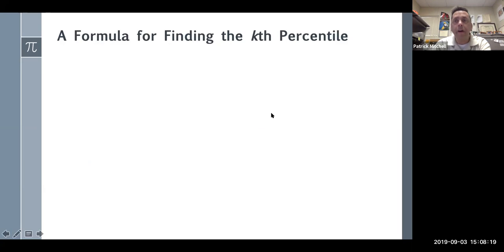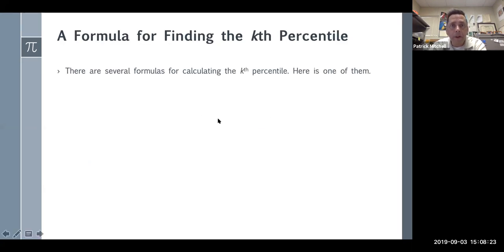Okay, so now we can talk about how to find percentiles. There are several formulas for calculating the kth percentile, and I can tell you that's true because the book I use in my other class uses a different one. First let's define a little bit of notation. K is the percentile that you're trying to find. So if you were trying to find the 80th, K would be 80.